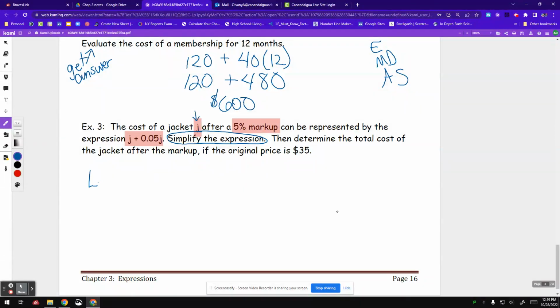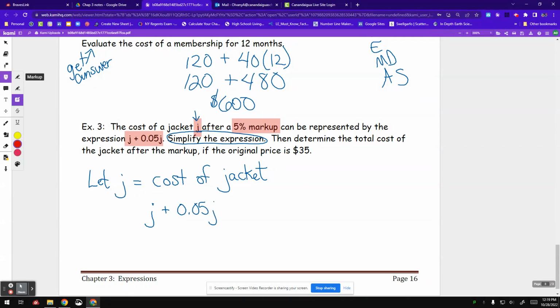First, let's say what J is. Let J equal the cost of the jacket. Now we're going to simplify this expression. Remember, what's the coefficient? The coefficient is here. You can't see it. We assume it to be 1. What's the coefficient on the second J? 0.05. Can we combine those? We can. So we're going to add our like terms. It's going to be 1.05J. That's the simplified expression.